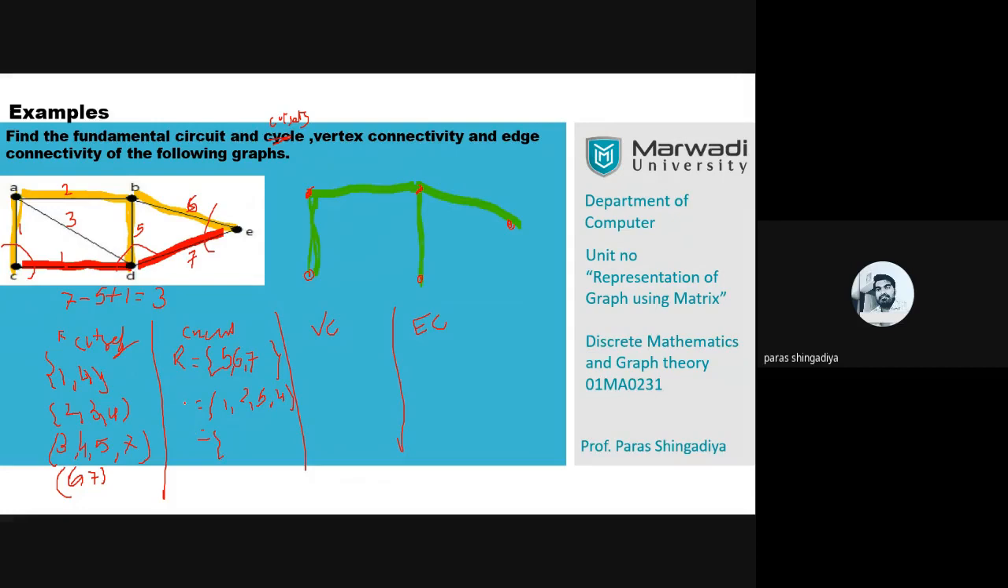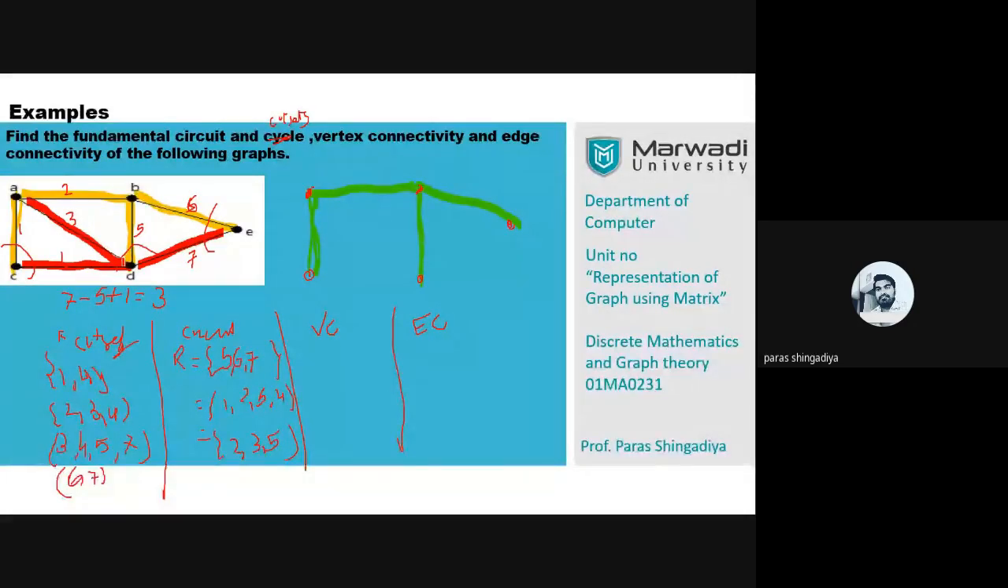Then after that I can consider 2, 3, 5. In 2, 3, 5, 2 and 5 are the branches and 3 is a chord. So this is also a fundamental circuit. So these are the examples of fundamental circuits.